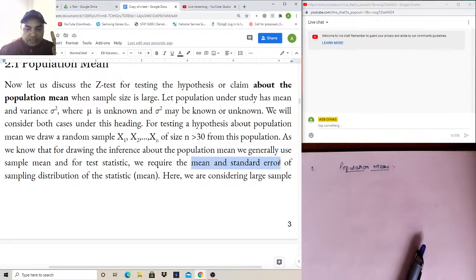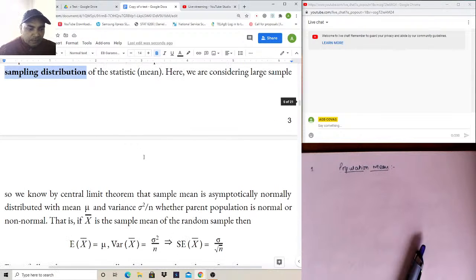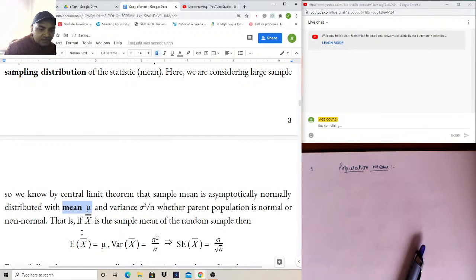We will be requiring two things: one will be your mean, and the other will be your standard error. And this is of the sampling distribution with the samples you have drawn from the population. Here we are considering a large sample. So we know by the central limit theorem that the sample mean is asymptotically normally distributed with mean mu and variance sigma square upon n, and when we take the square root, it becomes the standard error.